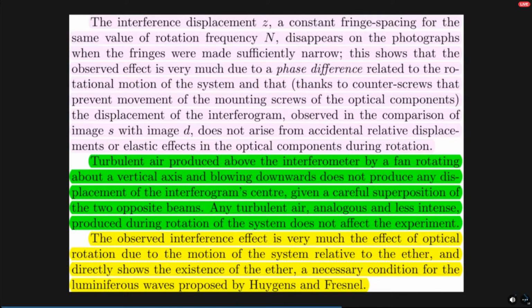So the air isn't being drawn around in a vortex that's somehow producing this effect or anything like that, right? So the observed interference effect is very much the effect of an optical rotation due to the motion of the system relative to the ether, and that directly shows the evidence of the ether, a necessary condition for the luminiferous waves proposed by Huygens and Fresnel.